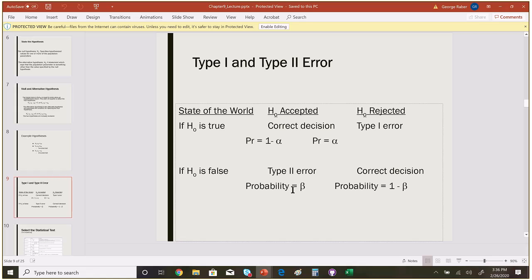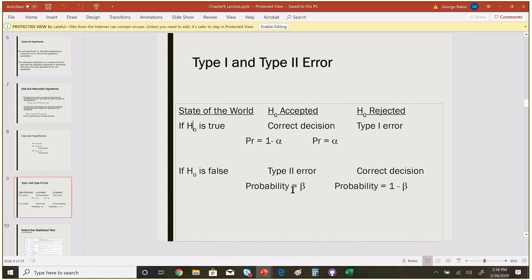So there's two types of error we can make, and there's two correct decisions we can make. So we want to maximize the probability that we're making a correct decision. Okay? And those two terms, we refer to them as alpha and beta. Okay? The probability that we make the correct decision is 1 minus alpha.